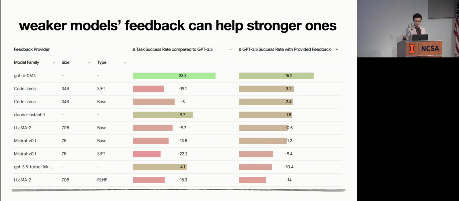Although models do not learn from their own feedback, they can still benefit from weaker models' feedback. In this figure, we use different models to provide feedback to GPT 3.5. We can see that the 2 Code Llama variants can give useful feedback even when they are substantially underperforming GPT 3.5. So there's still a huge gap to the feedback provided by GPT-4.